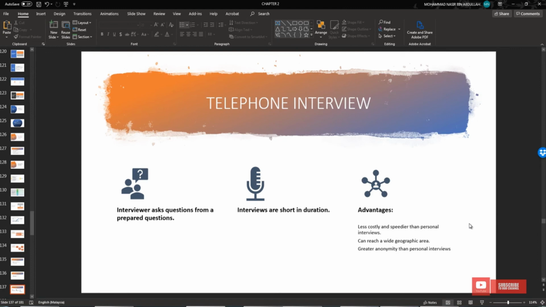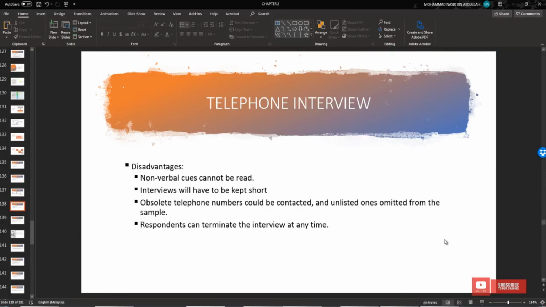There is also greater anonymity than in personal interviews. The disadvantage is that non-verbal cues cannot be read. Interviews will have to be kept short. Obsolete telephone numbers could be contacted, and unlisted ones are omitted from the sample. Respondents can terminate the interview anytime. So this is the risk of doing telephone interviews.